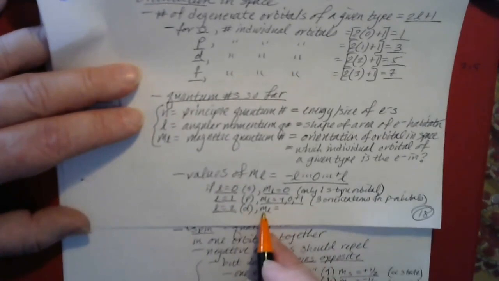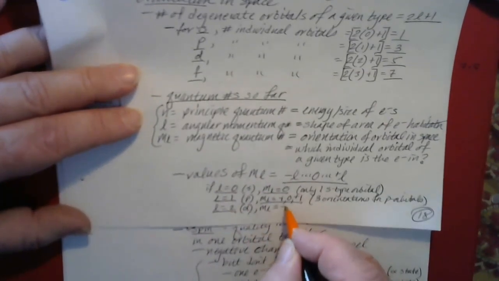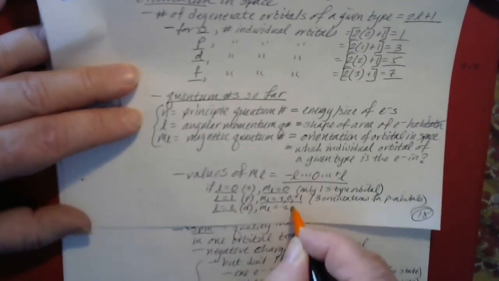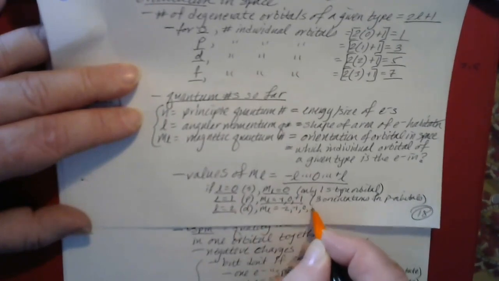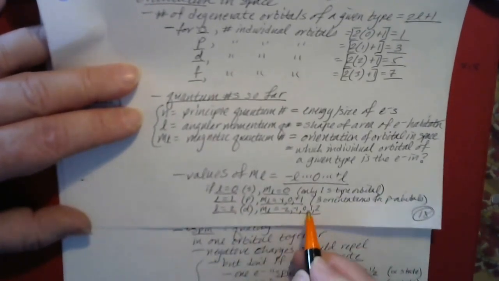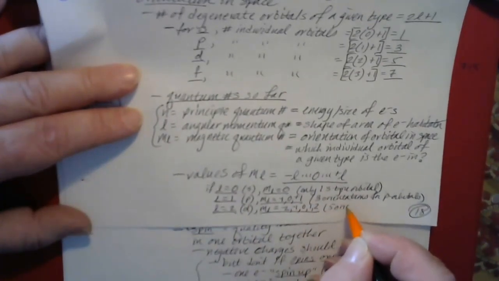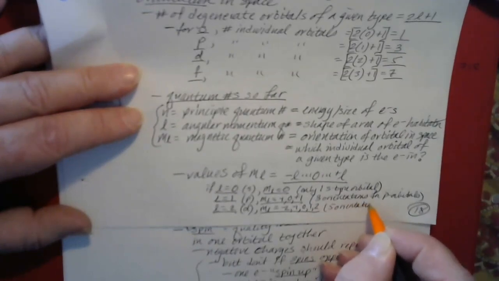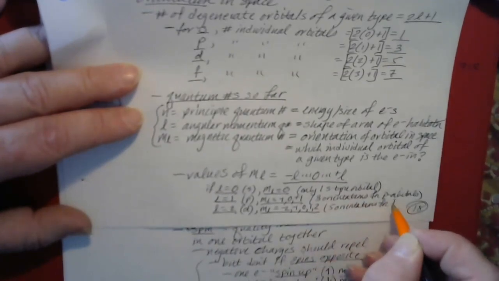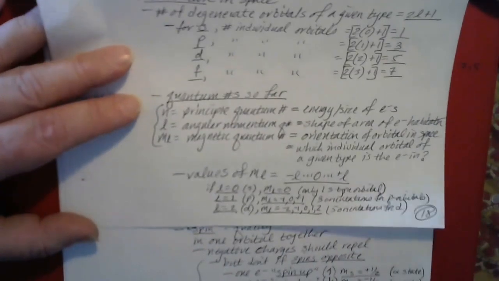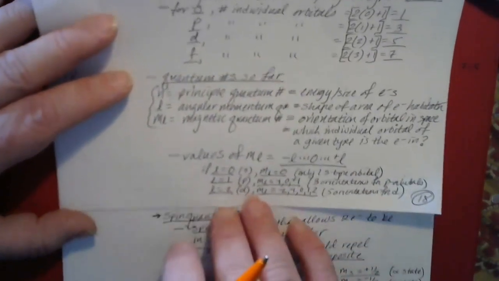If L equals 2, in other words, we're talking about d orbitals now, then M sub L could be anywhere from -2 all the way up to +2, which would mean the possible values would be -2, -1, 0, 1, or 2. Notice that's 5 different values. And that's because there are 5 orientations for d-type orbitals, as we saw in figure 6.21.